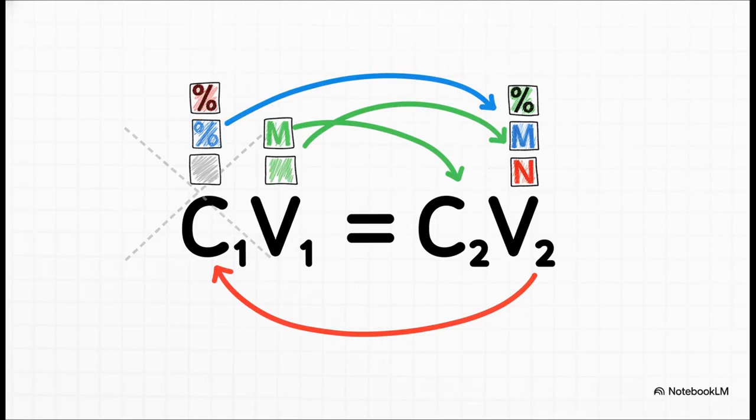Now here's the really cool part. This formula is super flexible. You're working with percent? Great. Working with molarity? No problem. There's just one golden rule. Whatever unit you use for concentration on the left side, you have to use the same unit on the right side. That's it. Keep your units matched up and you are good to go.